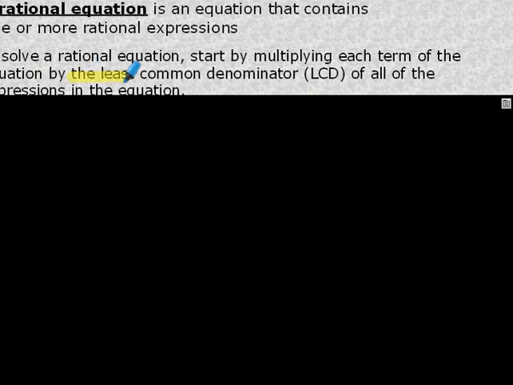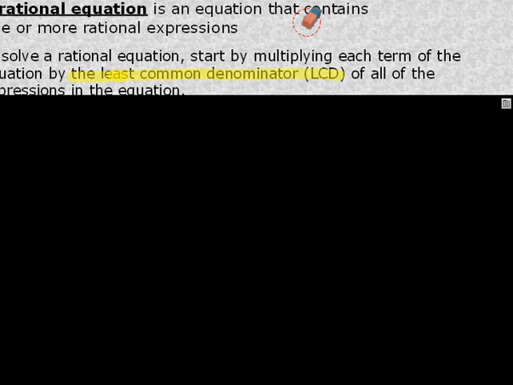We multiply by the least common denominator, and I want to apologize. Last time I was calling it GCD and it really should have been LCD, least common denominator. So you might want to change that in your notes from 8-3 Part 2.